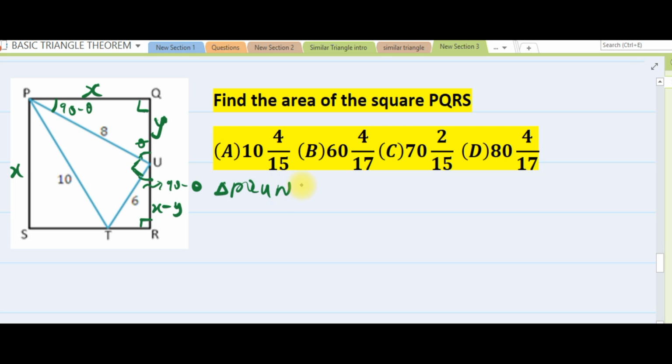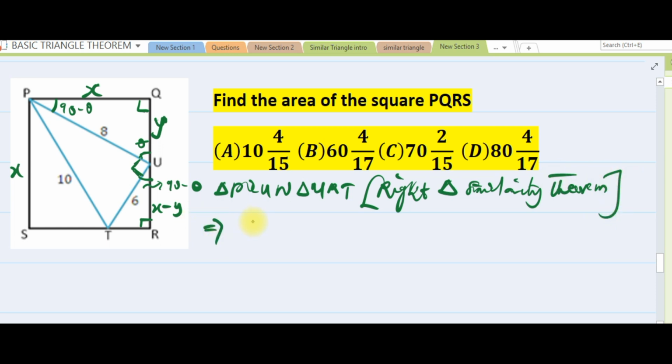is similar to triangle URT by the right triangle similarity theorem.